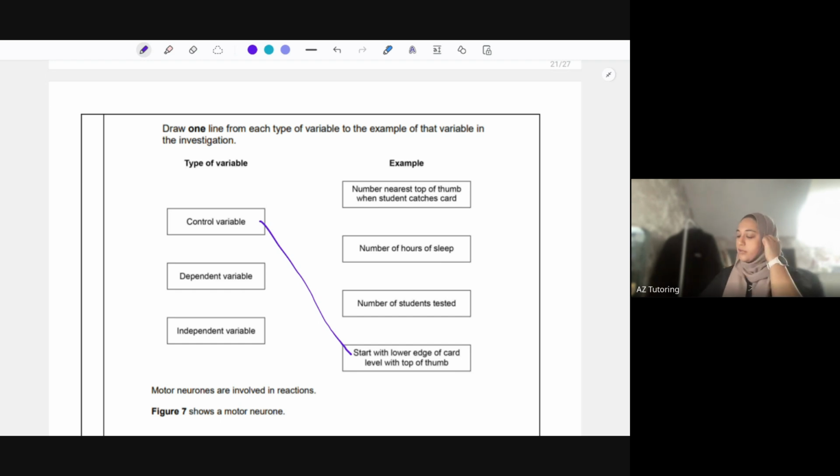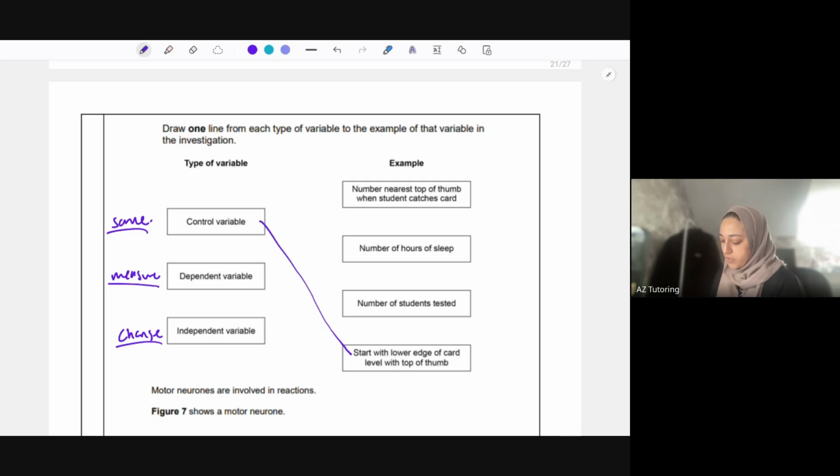Okay, so the independent variable, that's what you're changing. So we'll do that one next. So this is change, this is measure, and that's what you're keeping the same. So if you want to remember what each of these variables mean, it comes up in every biology paper.